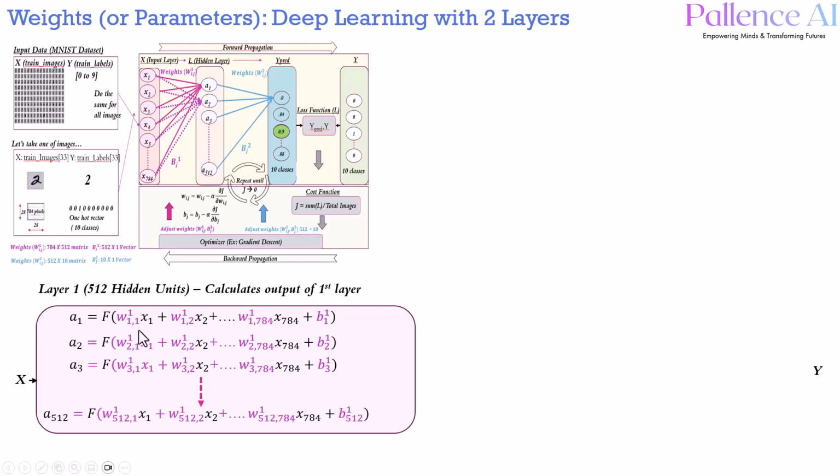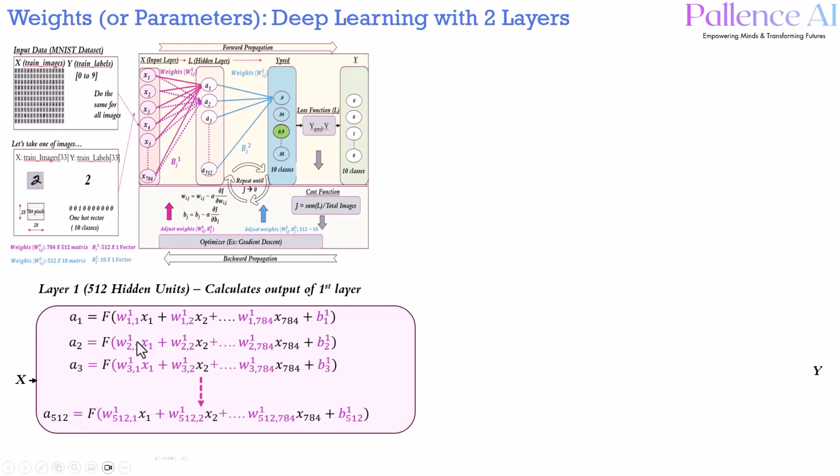So for A1, you first calculate the linear relationship between the weights and the input pixels and add the bias term, and on top of that you apply a function called the activation function F, and you calculate A1. Similarly, you calculate A2, A3, up to A512.